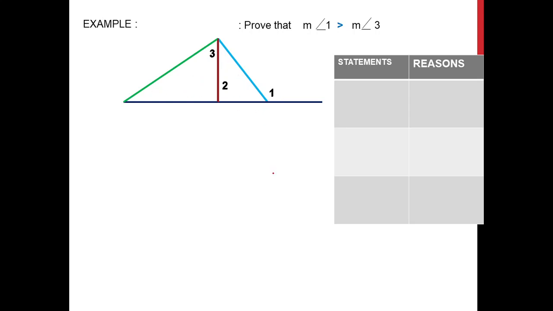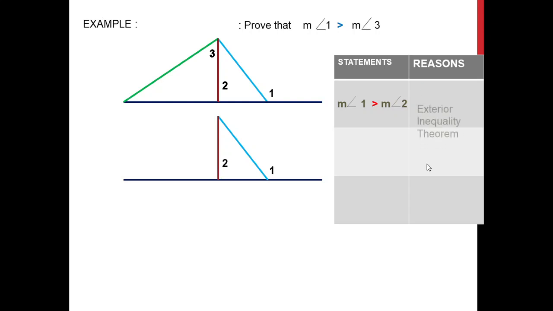to prove this illustration, we need to dissect these triangles into smaller parts. Okay, so let's take this small triangle first. In this triangle, angle 1 is our exterior angle. And based on the exterior angle inequality theorem, angle 1 is greater than angle 2, which is one of the remote interior angles. And our reason here is the exterior angle inequality theorem.